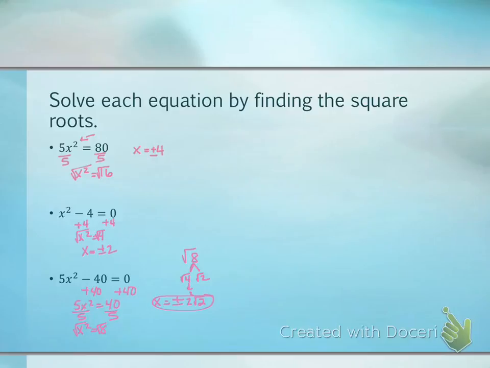Okay, or you could also do radical jail. So if you were to break the square root of 8, you could get 4 and 2, and 2 and 2. So 2 times 2 times 2 times 2. You pair them up, one can escape jail, but one will die in the process, so it will be 2 square root of 2.